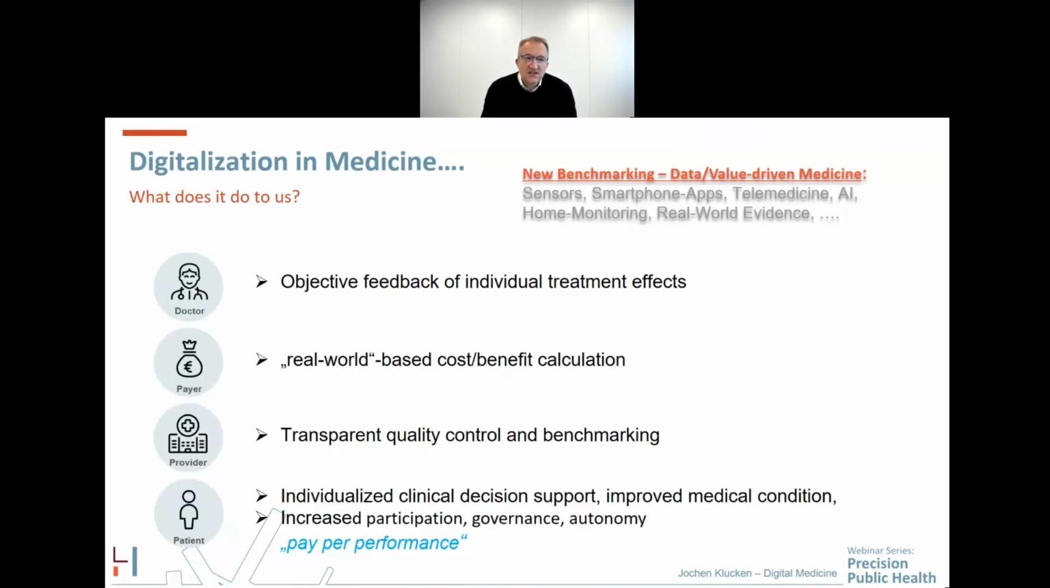And in the end, this new real-world evidence could even generate a pay-for-performance concept where not the service is paid for, but the success on a patient-per-patient level. And if we reach that, I think we are also done with this digital transformation in medicine.